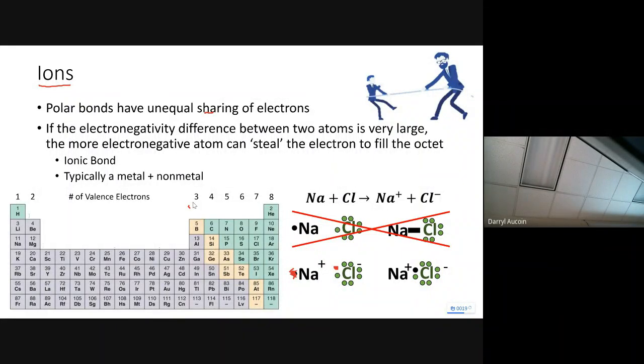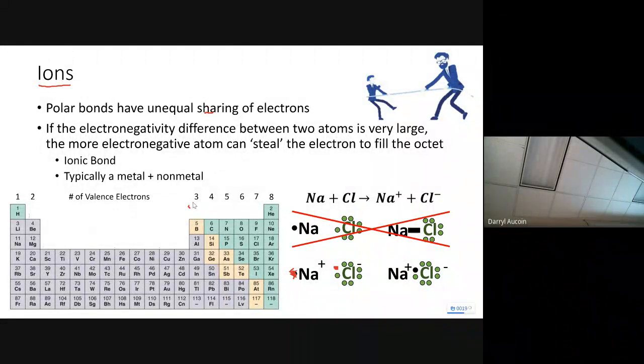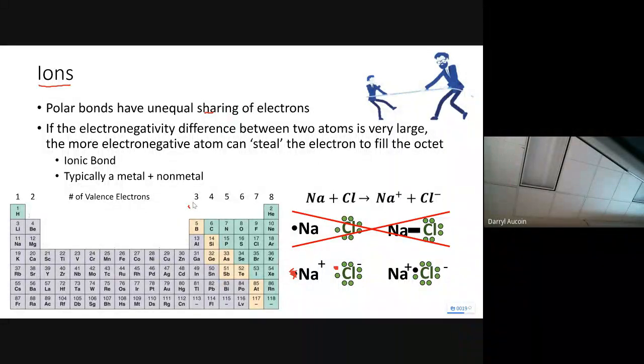So oxygen is in the 6th column right here. Oxygen would like to gain 2. It's got to become negative twice. It'll gain 1 and become negative 1. It'll gain 2 and become negative 2. Sodium, magnesium, lithium, all these ones here, they have 1 electron that they're going to give away. They're going to become positive 1. Versus this row here, the calciums, the strontiums, magnesiums, they're going to give away 1, and then they're going to give away a second one. They're going to become positive 2.